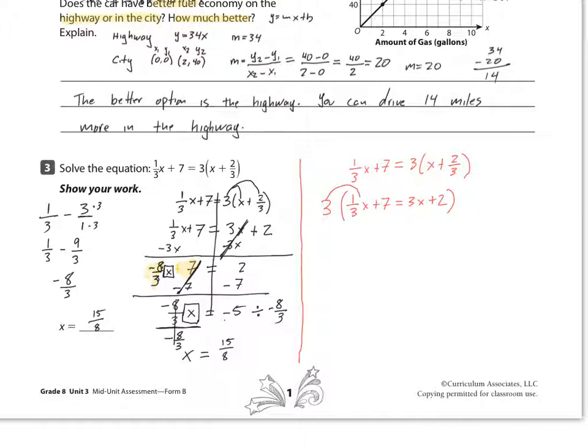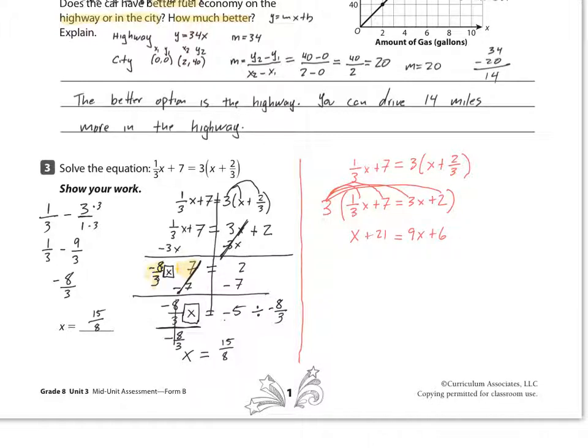When you multiply 1/3 times 3, the 1/3 will cancel and you're left with x. When you multiply 3 times 7, you will get 21. When you multiply 3 times 3x, you get 9x. When you multiply 3 times 2, you get 6.